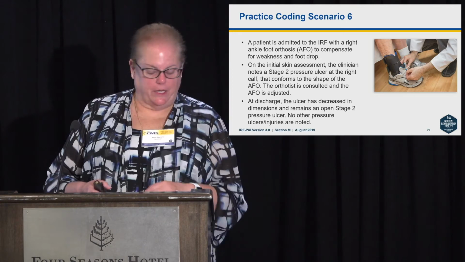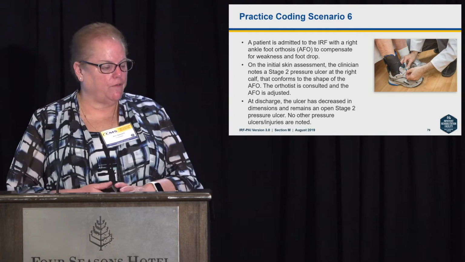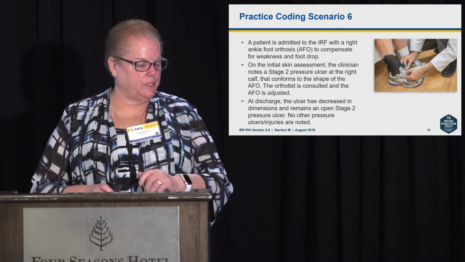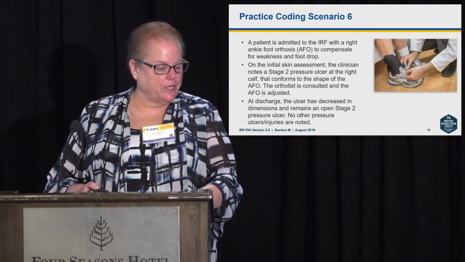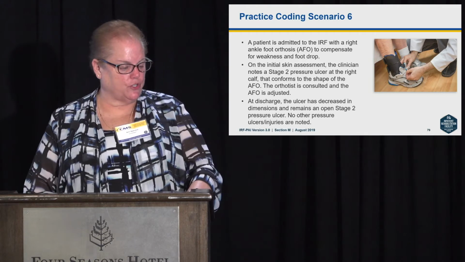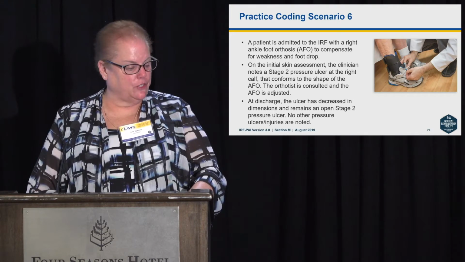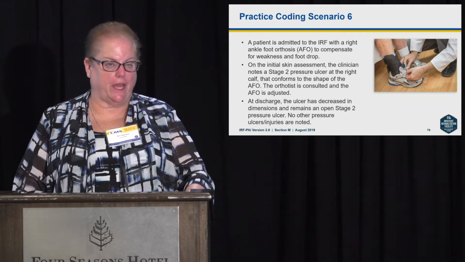So here we have a scenario. A patient is admitted to the IRF with a right ankle foot orthosis to compensate for weakness with a foot drop. On the initial skin assessment, the clinician notes a stage 2 pressure ulcer on the right calf that conforms to the shape of the AFO.